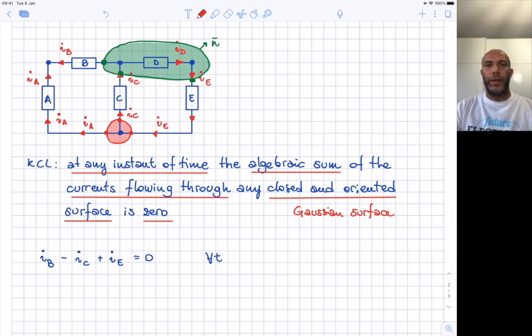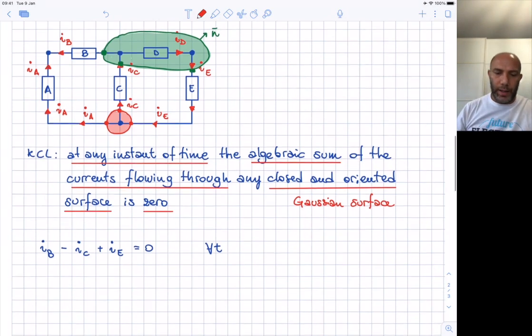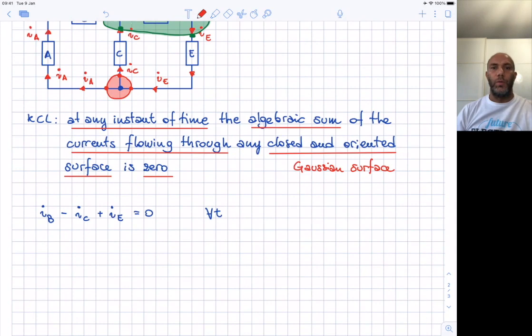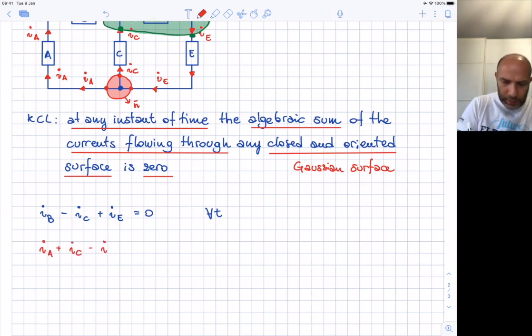Now that we have projected the currents close to the surface that we are considering, we can write the algebraic sum for these currents. We consider again an outward pointing unit vector. So the currents that are flowing out are taken with the plus sign. The currents that are flowing inside the surface are taken with the minus sign. And so we have that IA plus IC minus IE equals 0 for any time instant.